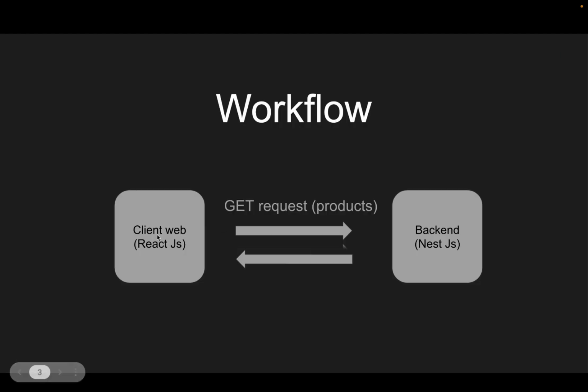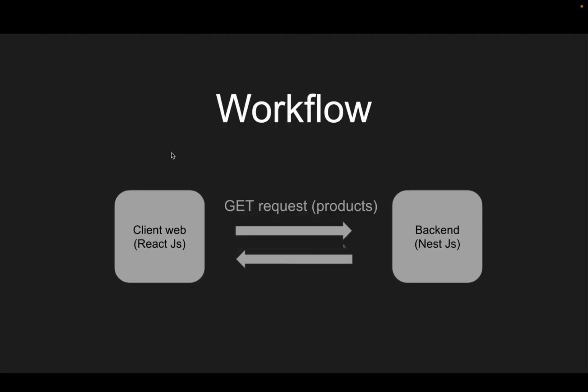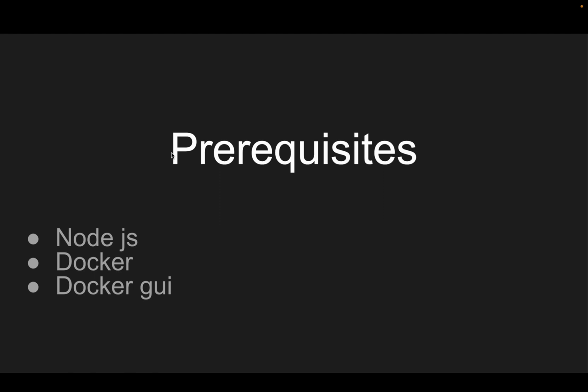It's going to be a simple web client that makes a GET request to get a list of products from a backend service. And once it gets the list of products, it's going to render them on the page. So that's what the application is, and we're going to be going step by step and seeing how to put this in Docker, right? So, prerequisites.